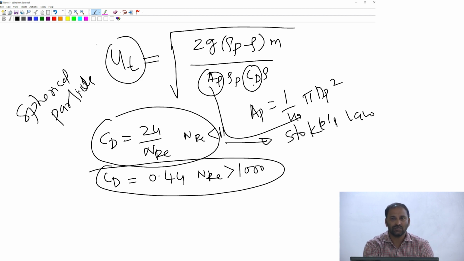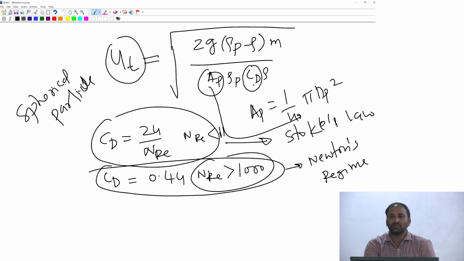the terminal velocity? Let's do that both for the Stokes law regime and also for the Newton's regime, which is for cases where your Reynolds number is much greater than 1000. Can you do that and let me know what the results are?